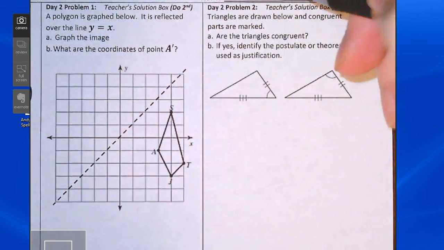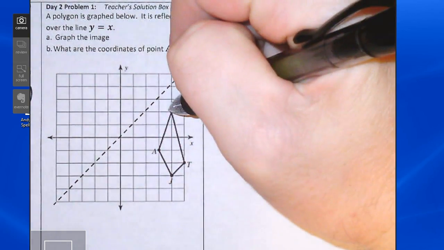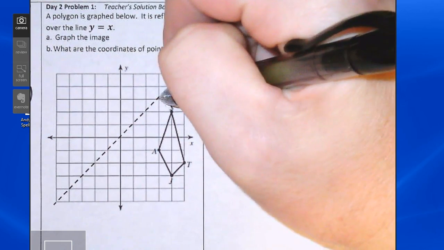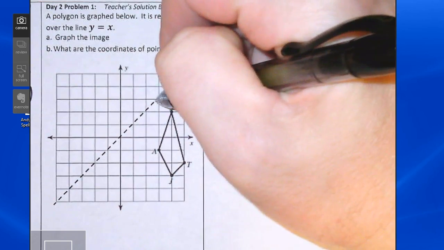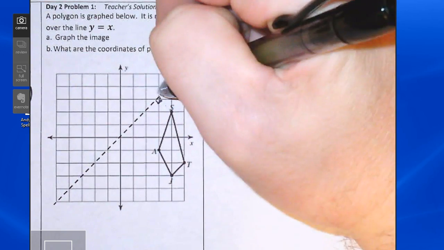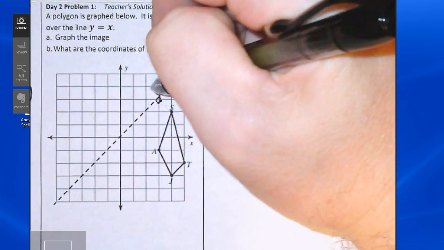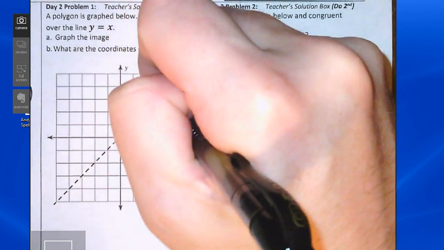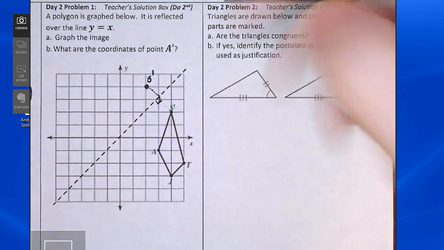So the way you do that is to move each corner directly to the line of reflection so that you are creating a 90-degree angle when you reach the line of reflection. And then continue to the other side the same distance. There's the dot where point S moves, and we call that S prime. We're going to do that with every corner.